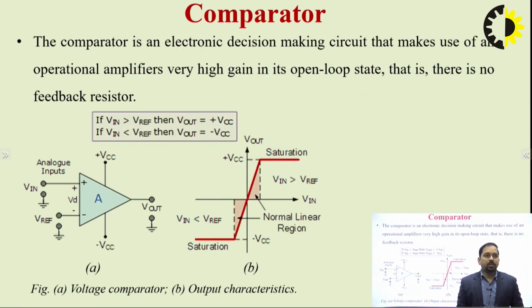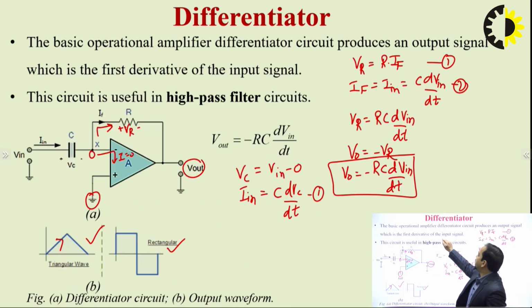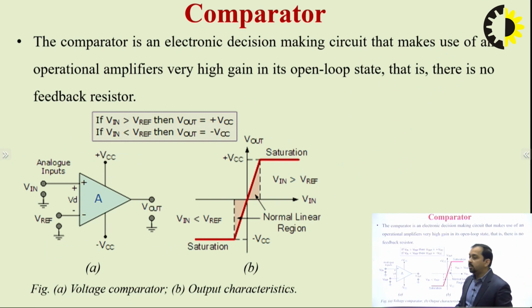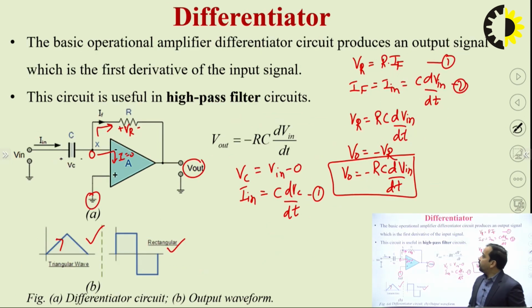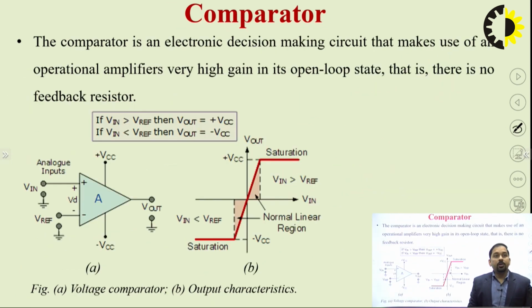So the comparator is an electronic decision making circuit that makes use of an operational amplifier. These comparators are employed with a very high gain. High gain means, if we want to achieve a high gain, we need to have the open loop state. Open loop state means we don't need to place any feedback.